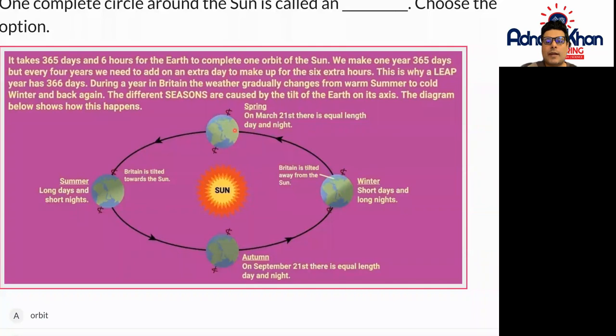So winter to spring to summer to autumn again. And that's how our seasons actually fluctuate. So we're going anti-clockwise here in this particular diagram in front of us.